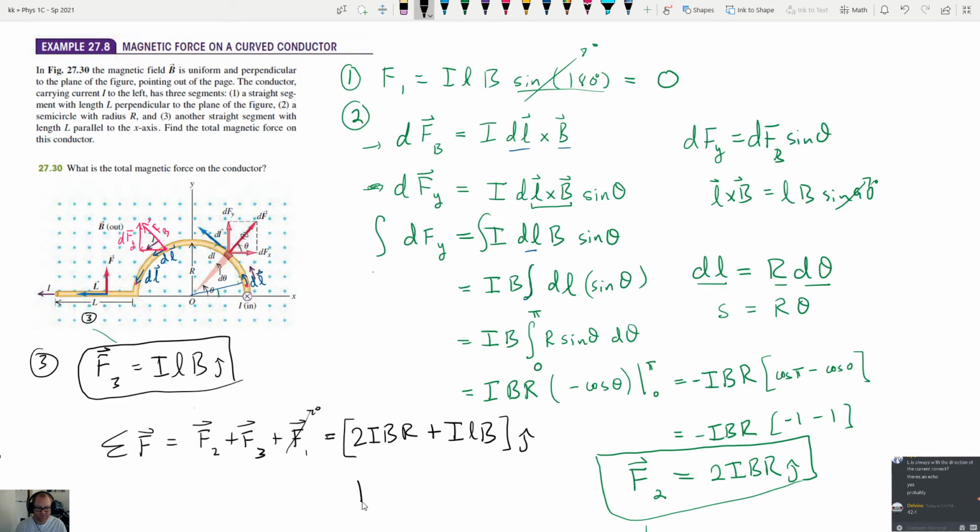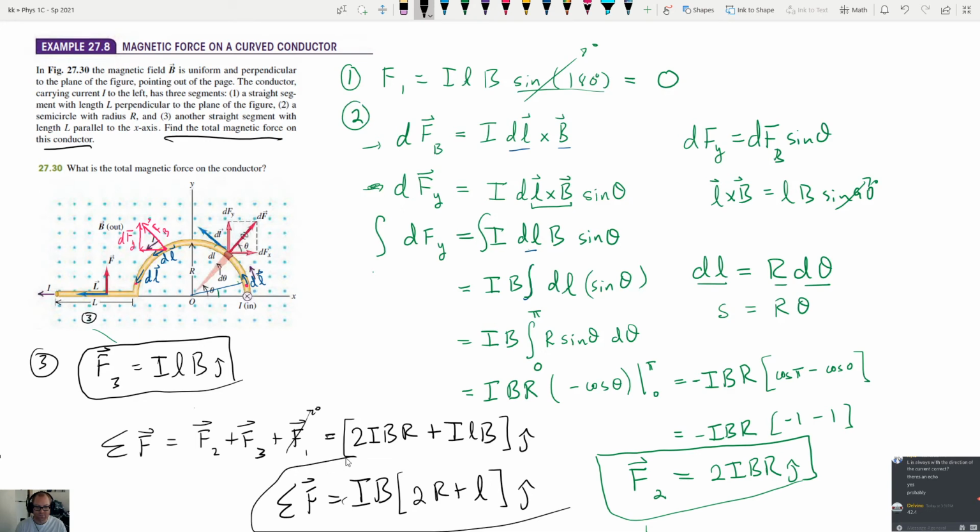Of course, we can simplify this a little bit by factoring out the IB, and we'll get IB times (2R plus L) times j hat. Does it want us to find the net force? Yeah, find the total magnetic force. So there we go. That's the answer. So this curvy plus straight segment would feel a force straight up. Does anyone have any questions?